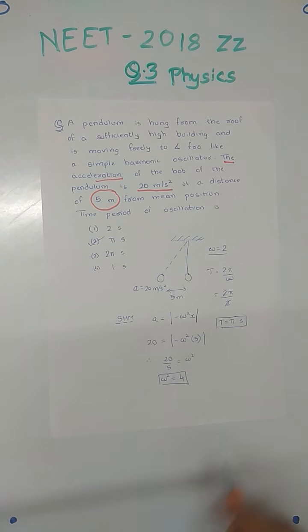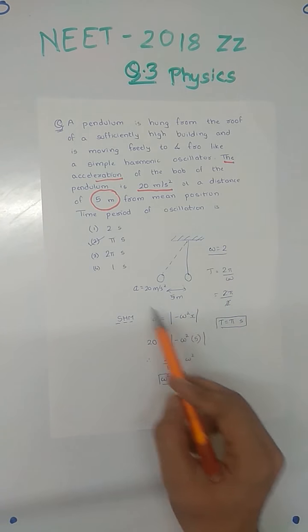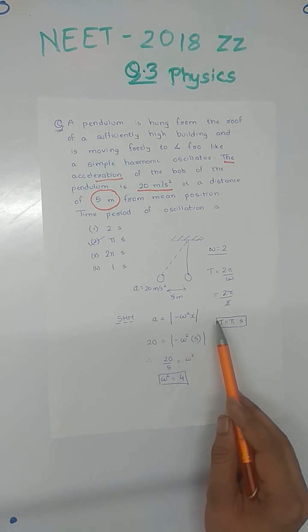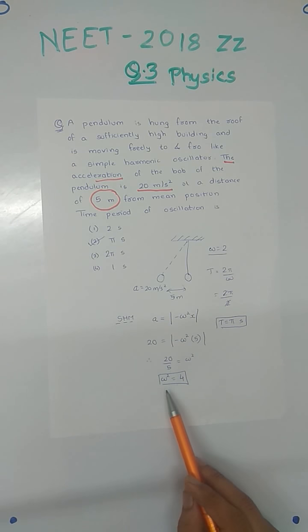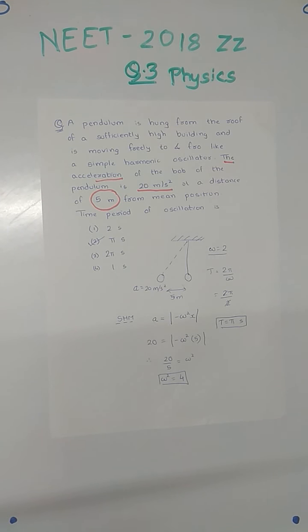I hope you are clear. So the basic overview was that for any of the oscillation of this simple pendulum, the acceleration is given by acceleration is equal to mod of minus omega square x. From that we found omega, and from omega we found the value of time period. So that's it.